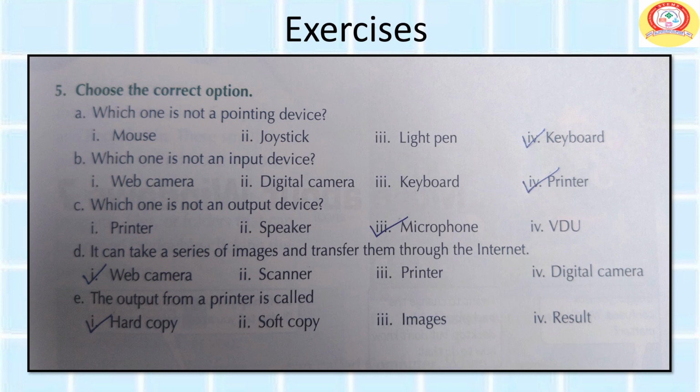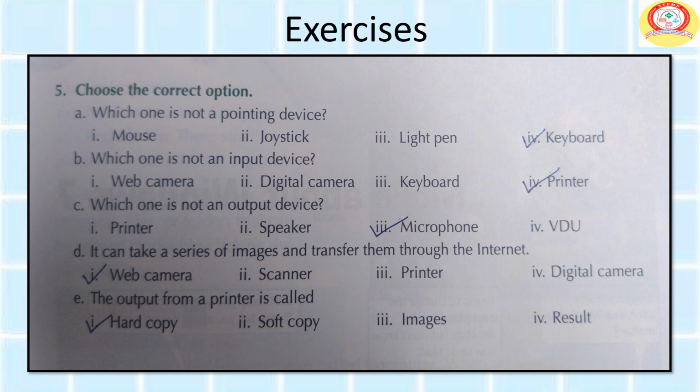Now children, let's move to C. Which one is not an output device? 1. Printer. 2. Speaker. 3. Microphone. 4. Video. So, third, microphone. Microphone is not an output device. So children, tick on the third one, microphone.